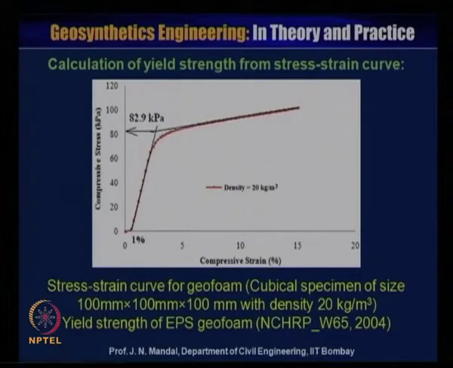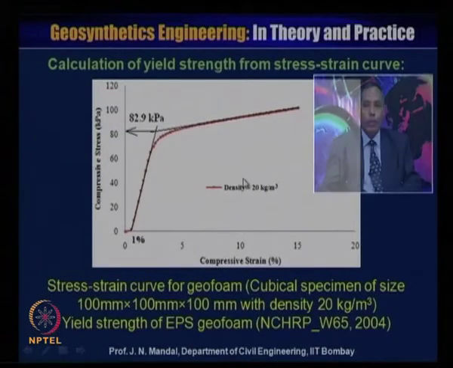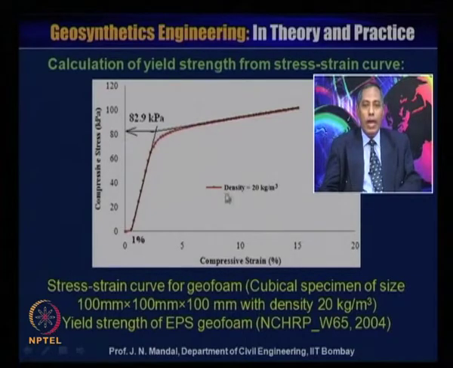There is a compressive stress versus compressive strain. This is the stress-strain curve of geofoam. This is a cubical specimen of size 100 millimeter by 100 millimeter with a density of 20 kg per meter cube, and here the yield strength has been calculated based on the EPS geofoam NCHRP W65 2004.